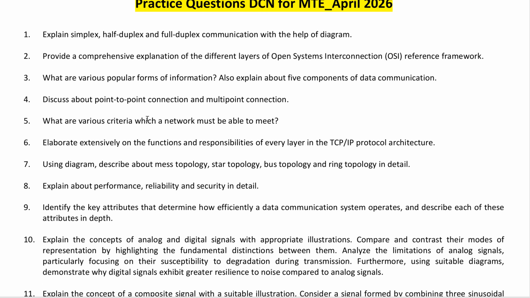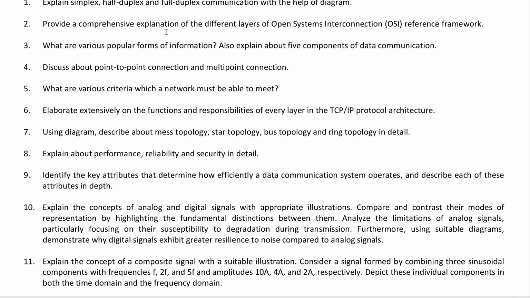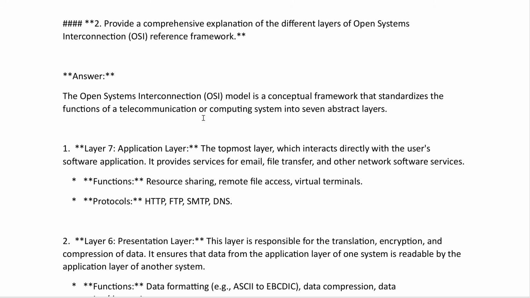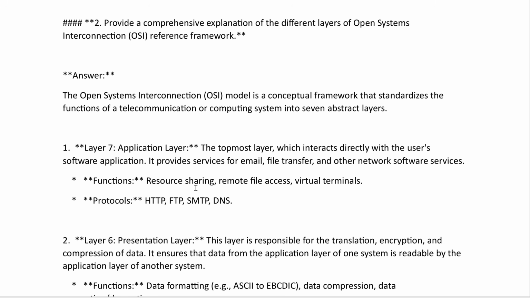The second question is provide a comprehensive explanation of different layers of OSI model, that is Open System Interconnection Reference Framework or Open System Interconnection Model. So the Open System Interconnection, abbreviated as OSI model, is a conceptual framework that standardizes the functions of a telecommunication or computing system into seven abstract layers.